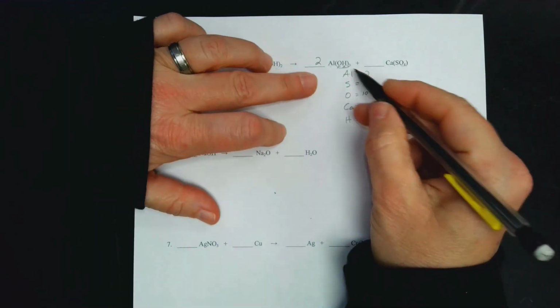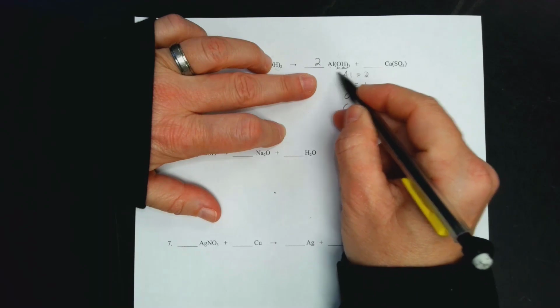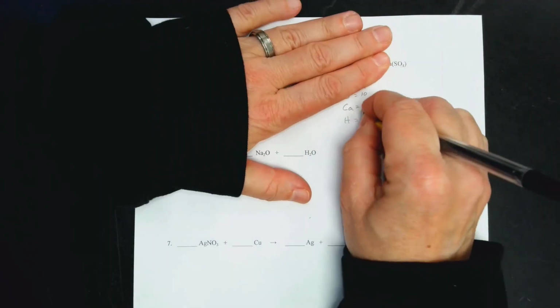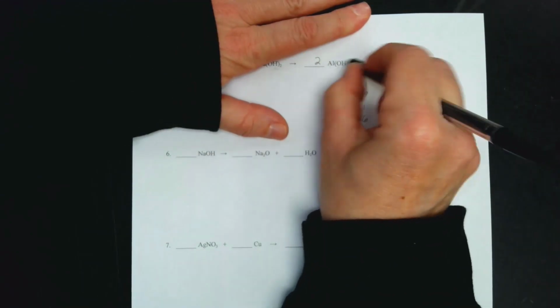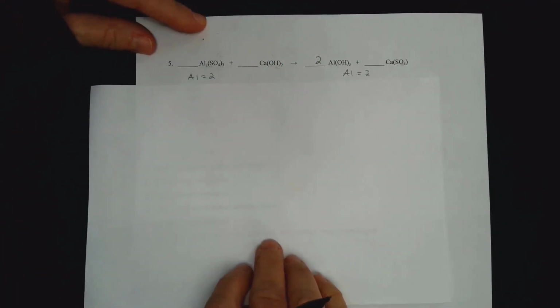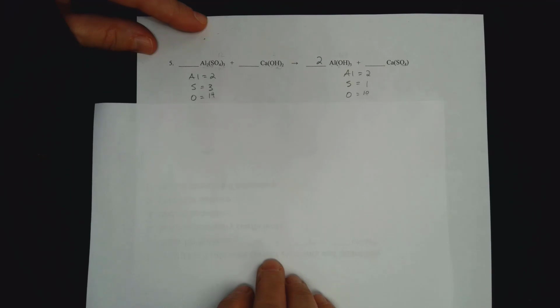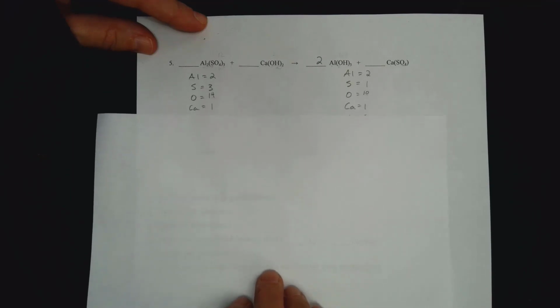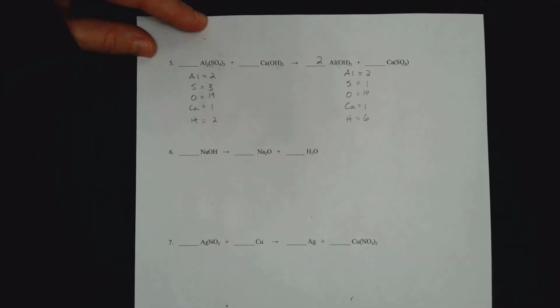Okay? The other thing I have to deal with is my hydrogen. I had 3 multiplied by 2, which means I now have 6 hydrogens. Okay? So now we've updated our totals. Now it's time to check for balance again. So I've got 2 aluminums. My aluminums are balanced. My sulfurs are still not balanced. I'm getting closer, but my oxygens are still not balanced. My calcium is, and my hydrogens are not.